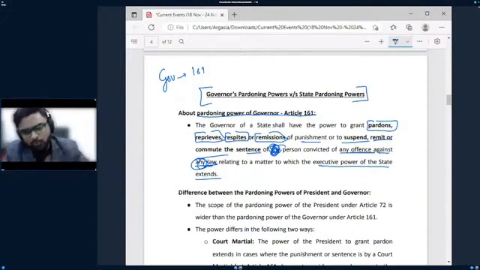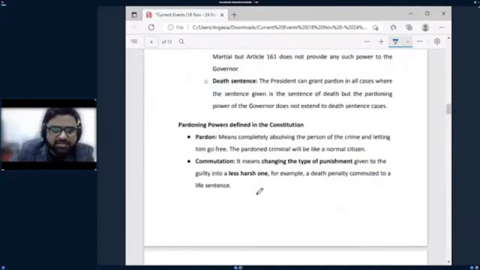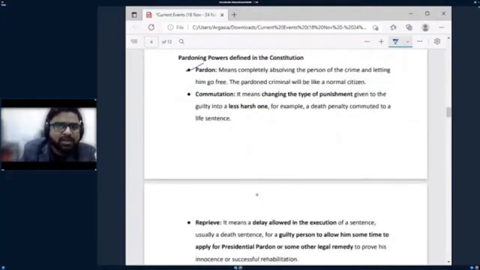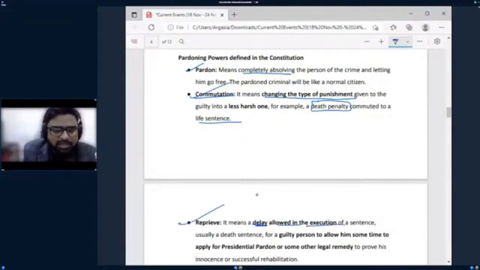The governor can remit the sentence, or commute it, for example from life imprisonment to rigorous imprisonment or simple imprisonment. So we have different kinds of mechanisms. Pardon means absolving everything completely; you are free to go home. Commutation means changing the type of punishment, for example changing the death penalty to life imprisonment. Reprieve means a delay allowed in execution.